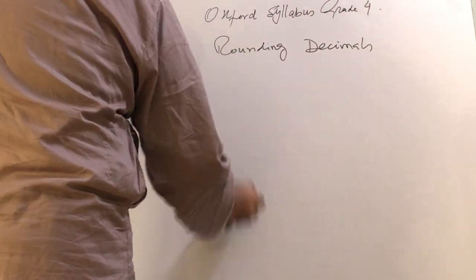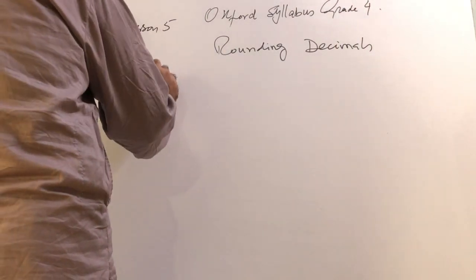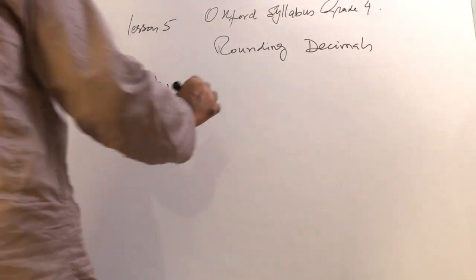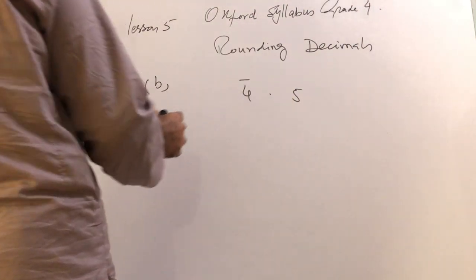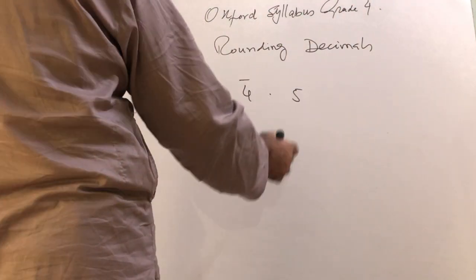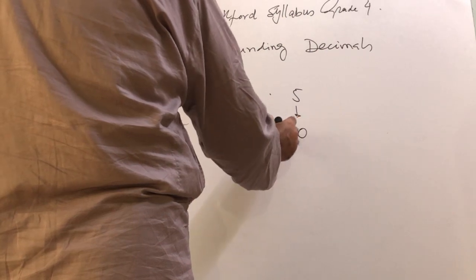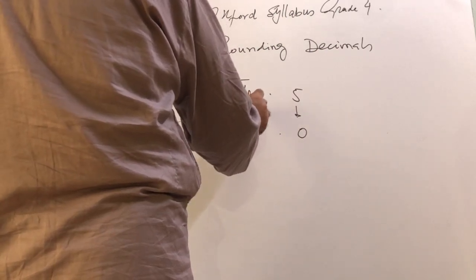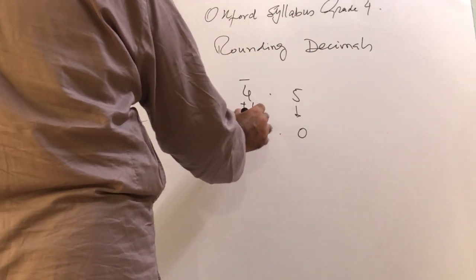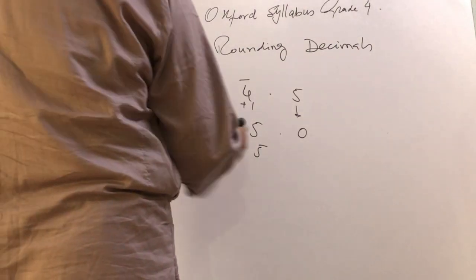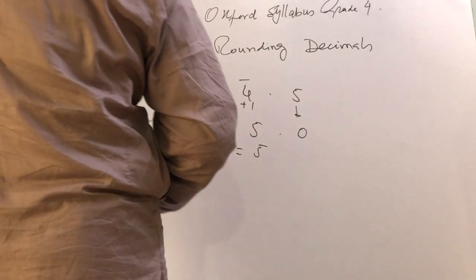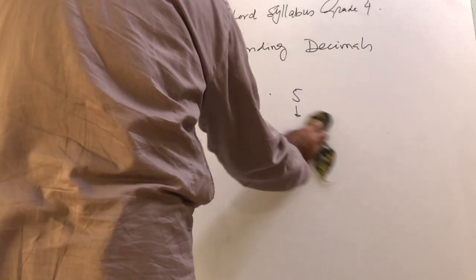Then part B says 4.5. Here we need to find whether it is 4 or 5 in terms of whole numbers. We don't need the decimal part. It will automatically be 0. When it is equal to 5, we need to add 1 here. 4 plus 1 is 5. 5.0 is actually 5. In terms of whole number, its answer is 5. We don't need the decimal. We need the exact figure.